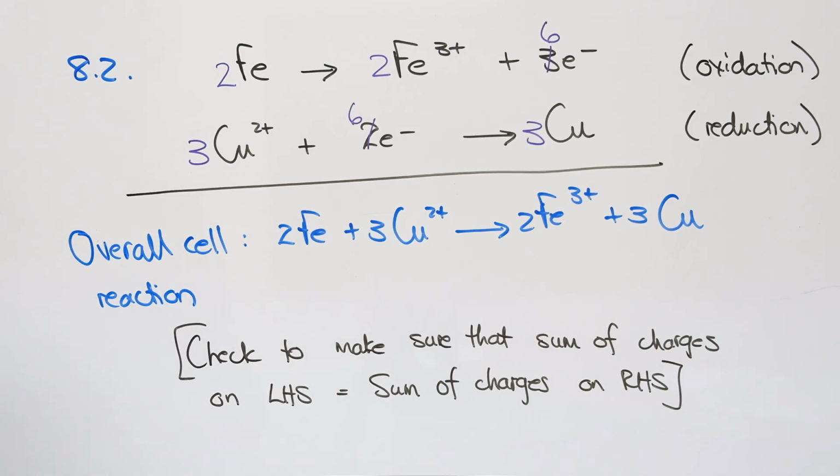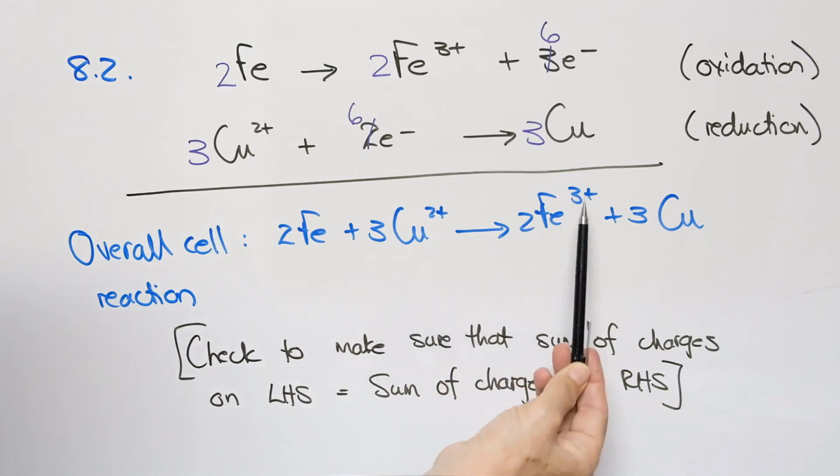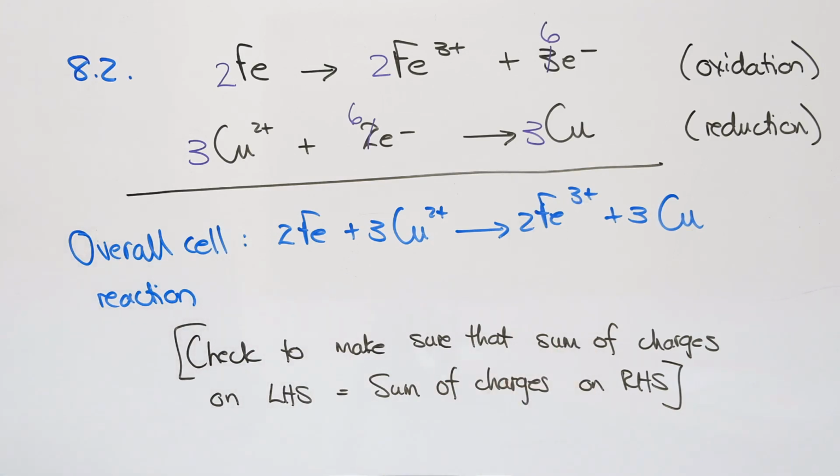For example, if you had multiplied with the incorrect numbers, you would have picked it up here. Or if you had written a 3 instead of a 2, or a 2 instead of a 3 over there, you would pick that up if you had checked your charges on both sides.